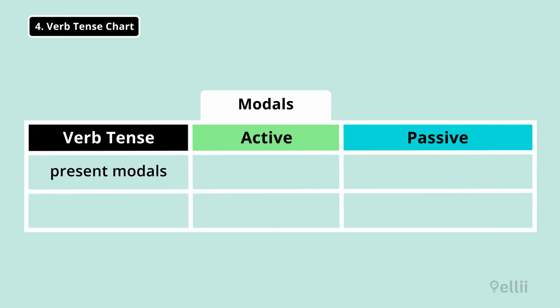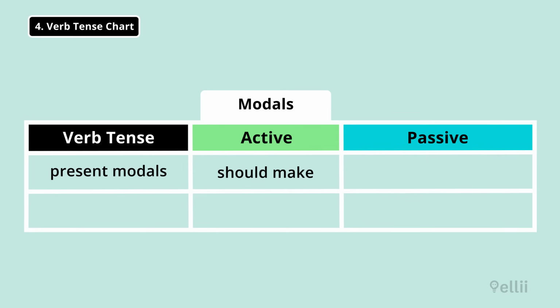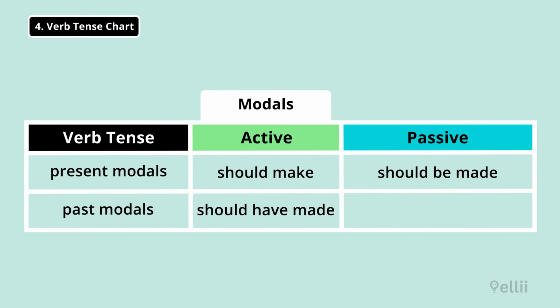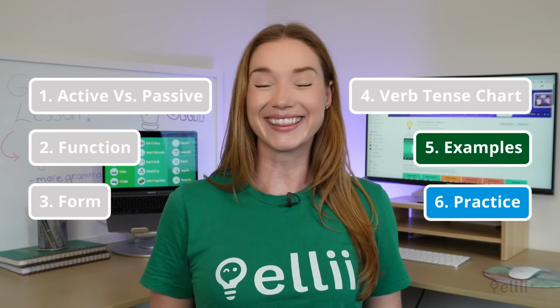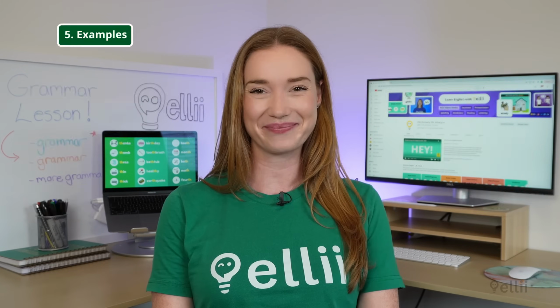For present modals such as should, can, might, must, etc., the modal, for example should, plus the base verb make becomes should be made in the passive voice. An example of a past modal is should have made, which becomes should have been made. Okay, let's look at some examples of sentences in the passive voice.